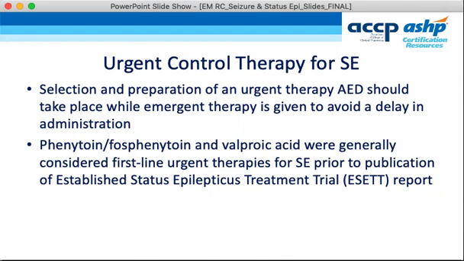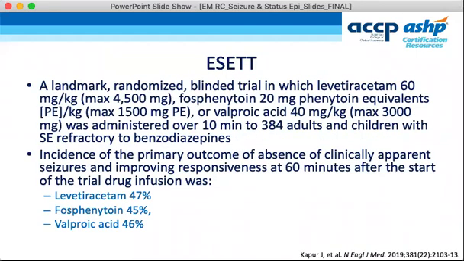Historically, phenytoin or fosphenytoin or valproic acid were generally considered first-line urgent therapies in adults for the treatment of status until we had the publication of ESETT. ESETT is a landmark randomized blinded trial in which levetiracetam at a dose of 60 mg per kg with a max of 4,500 milligrams, or fosphenytoin 20 milligrams of phenytoin equivalents per kilogram with a max of 1,500, or valproic acid 40 mg per kg with a max of 3,000 milligrams was administered over 10 minutes to 384 adults and children with status epilepticus refractory to benzodiazepines.